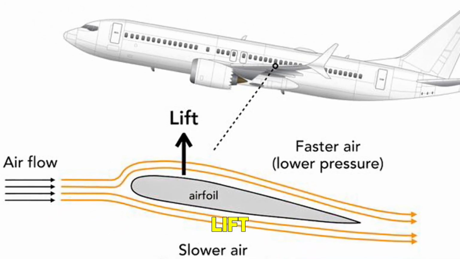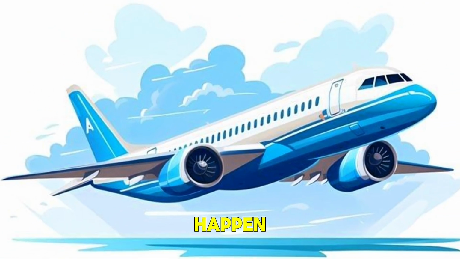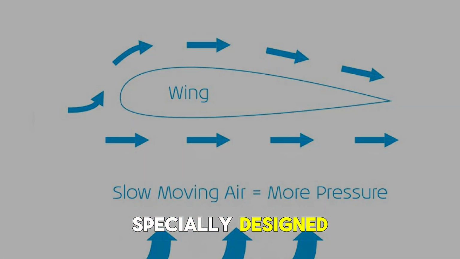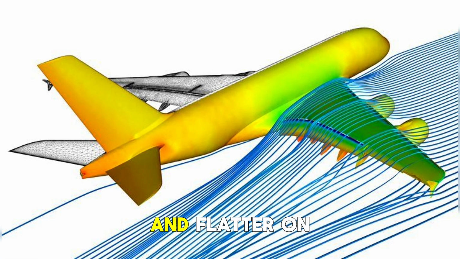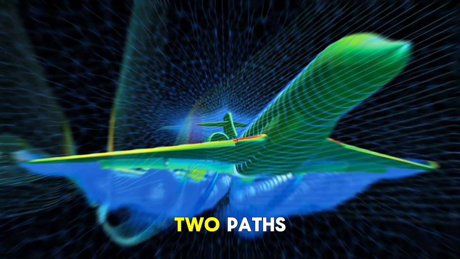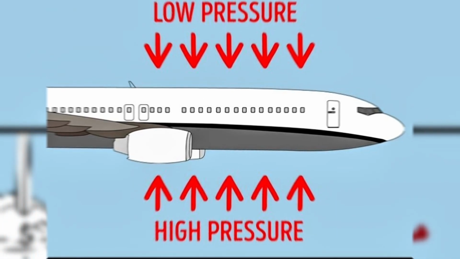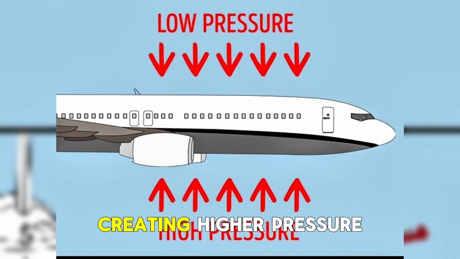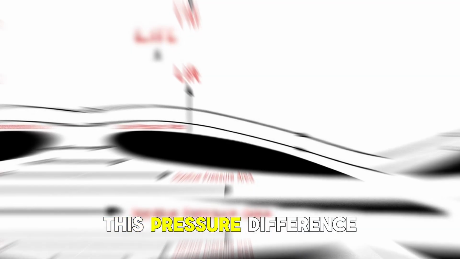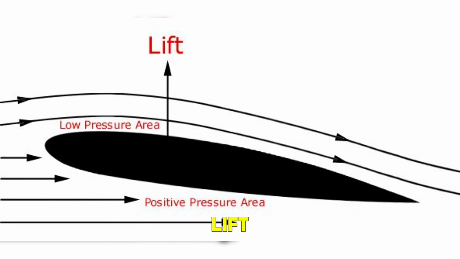How wings create lift. Now, the most important question: how does lift happen? Airplane wings are specially designed. They are curved on the top and flatter on the bottom. When the plane moves forward, air splits into 2 paths. One goes over the wing, and one goes under the wing. Air moving over the top travels faster, which creates lower pressure. Air under the wing moves slower, creating higher pressure. This pressure difference pushes the wing upward, and that upward force is called lift.